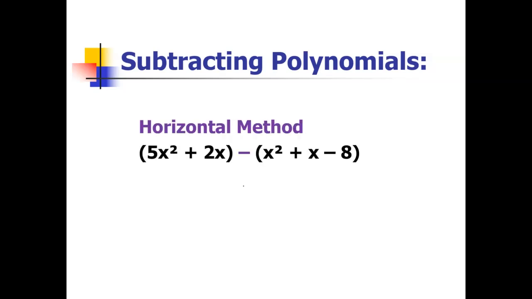Let's try the horizontal method with the subtraction. The extra step here is to make sure that we distribute the negative sign to the second polynomial. So if you can see that once I open the parenthesis, I'm changing the sign here. Negative times positive, negative, negative times positive, negative, negative times negative is positive. And now you can simply combine 5x squared minus x squared. That will give you 4x squared, 2x minus x, which will give you a positive x, and the plus 8 will stay as is.